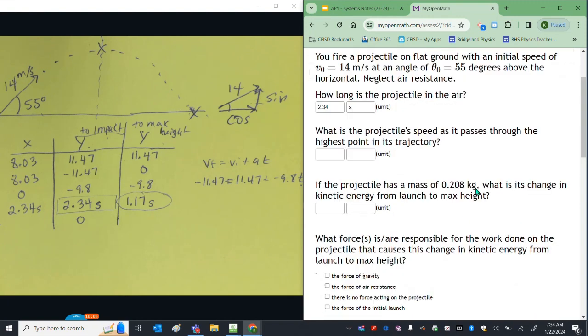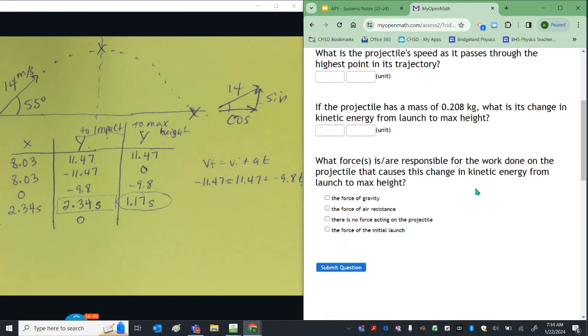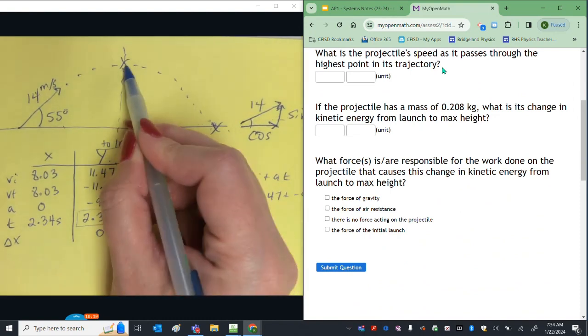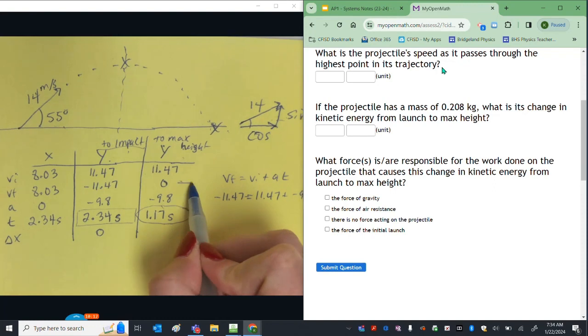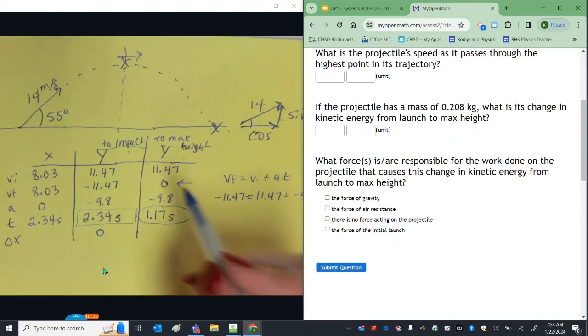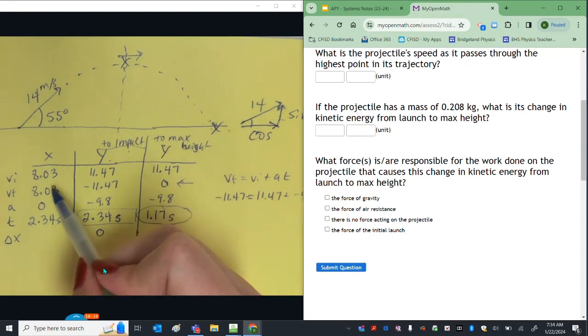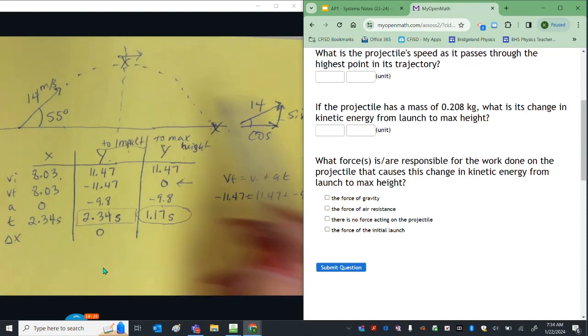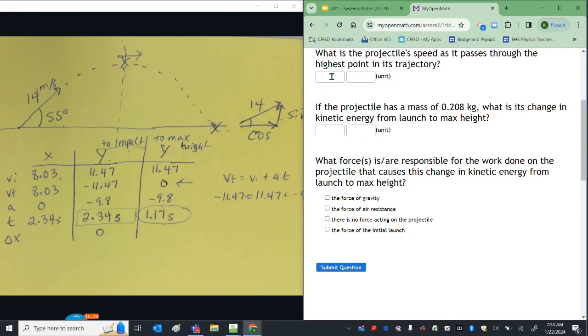All right, next question says, what is the projectile speed as it passes through the highest point in its trajectory? So right here, I've already filled it in here, but vertically, it's not moving at all. It is still moving forward. And so if I want to answer this question, then we need to go ahead and just put in our horizontal velocity, which is going to be this 8.03, because it is still moving, it's just not moving up or down. It stops vertically, but it's still moving horizontally. So 8.03 meters per second.